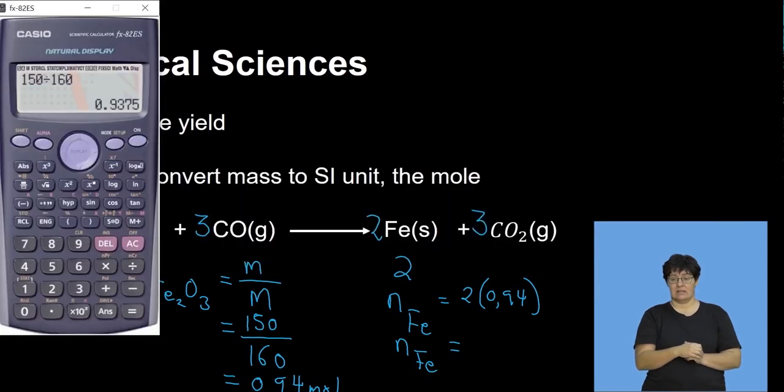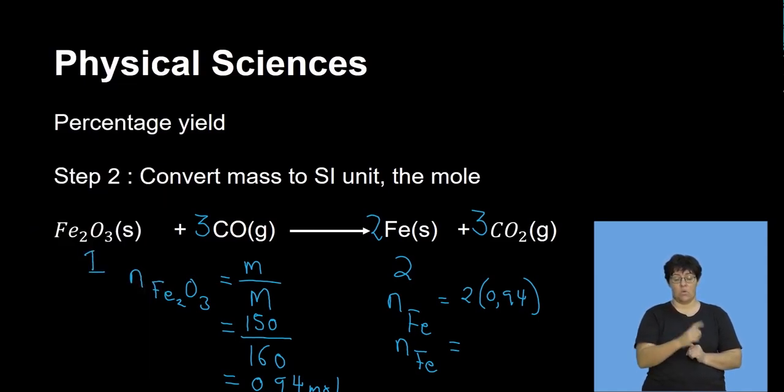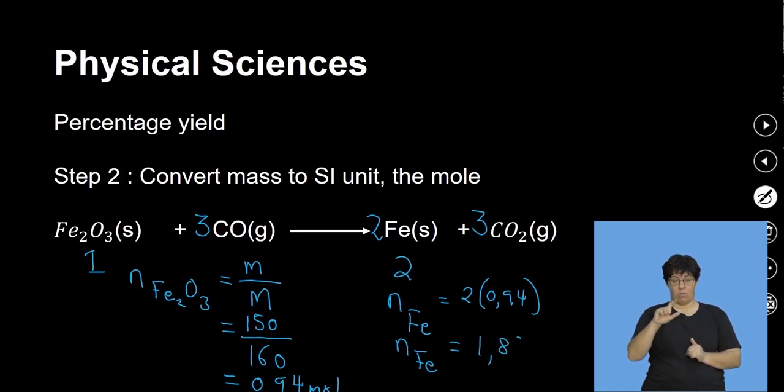If we go back to our calculator, it's 0.94 multiplied by 2. This is the number of moles, which is 1.88. So there's 1.88 moles of iron, okay? 1.88 moles of iron will be formed.